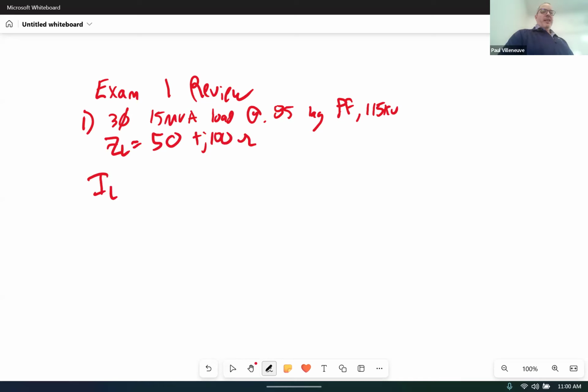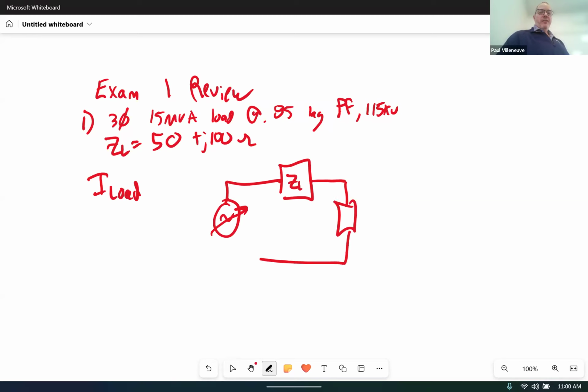The first question I asked was find I load, right? And what we talked about in this class is solving for the load. You're going to have a power supply over here that its voltage is adjustable. You're going to have a line here with an impedance, Z line, and then you're going to have the load at the end.